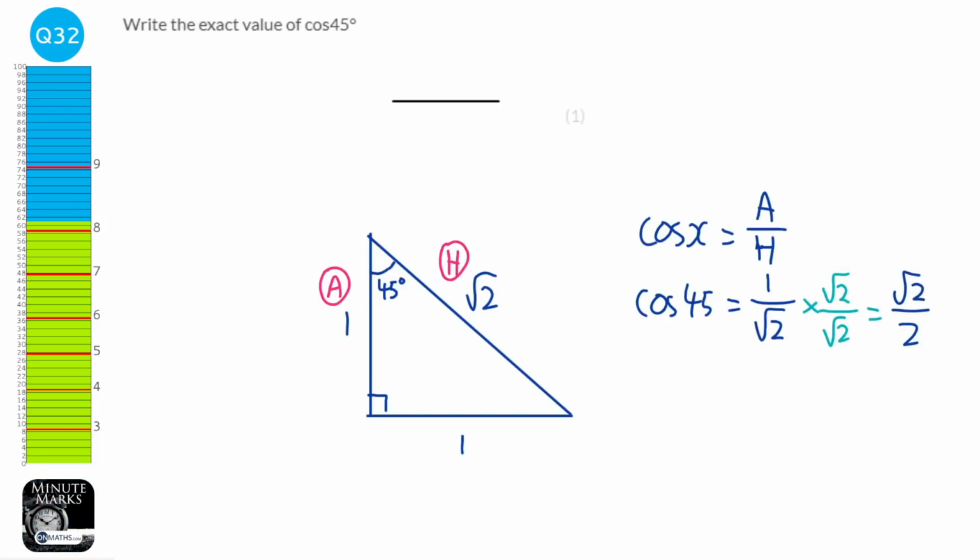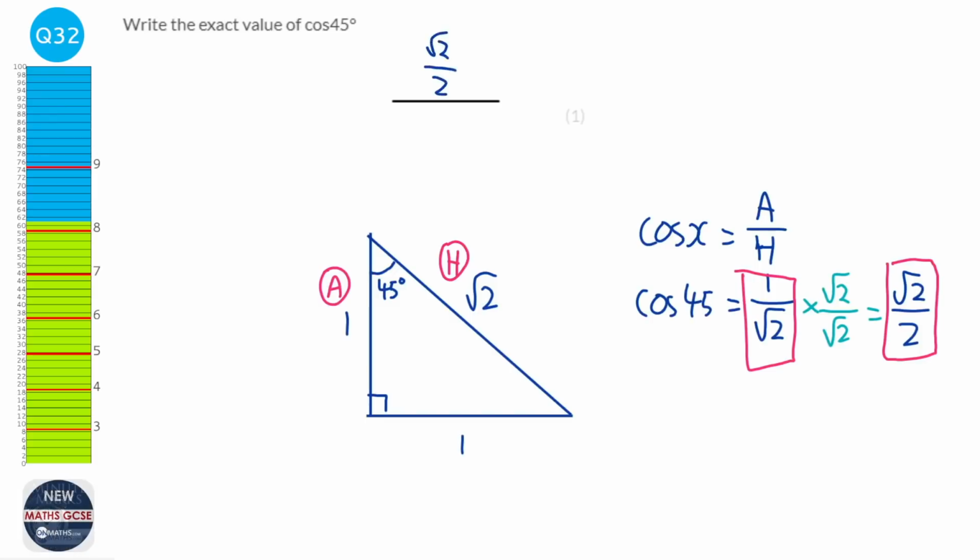So if you ever see 1 over root 2, it is absolutely fine as an answer, but if you ever see the answer as root 2 over 2, the two are actually exactly the same. So writing 1 over root 2 is fine, or writing root 2 over 2 is also correct.